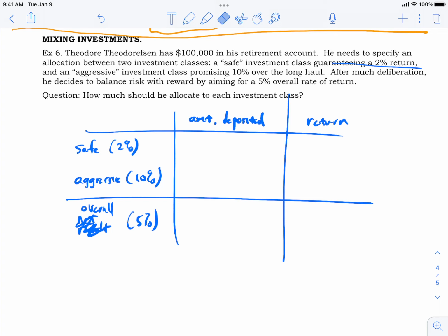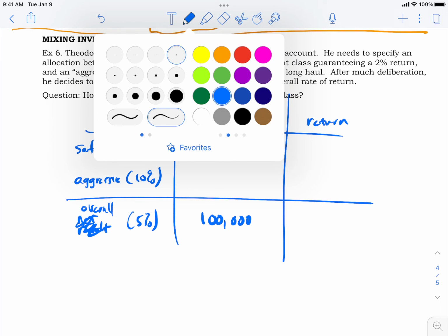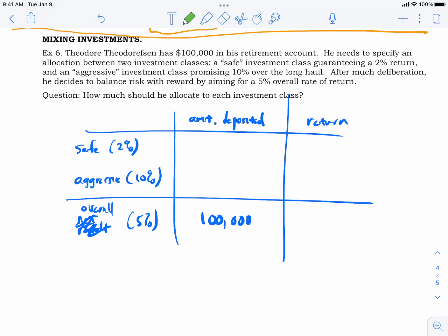So, going back to our table, what can we fill into this table that they just tell us outright? They tell us outright he has $100,000. That's the total. Cool. He needs to specify an allocation, safe one 2%, aggressive one 10%, after much deliberation 5%, and so on. They don't tell us anything else. I mean, they describe the investments, but they don't tell us anything else. So now we get out a new color and we try to fill in the rest of our table using our thinking caps, I guess.